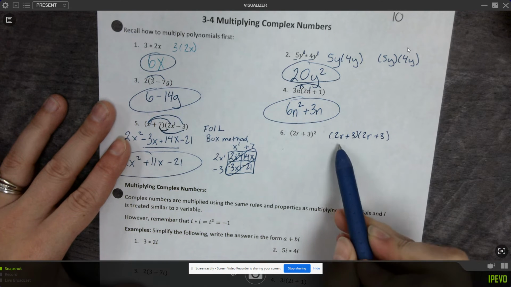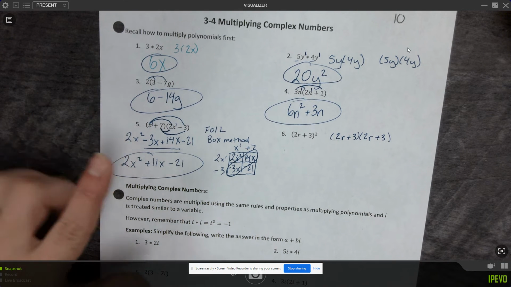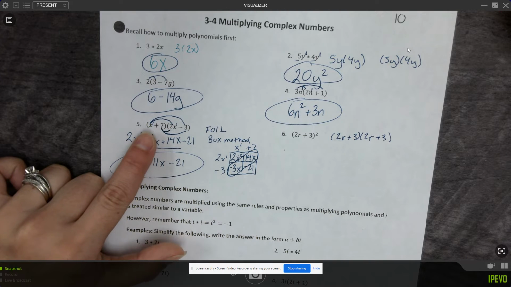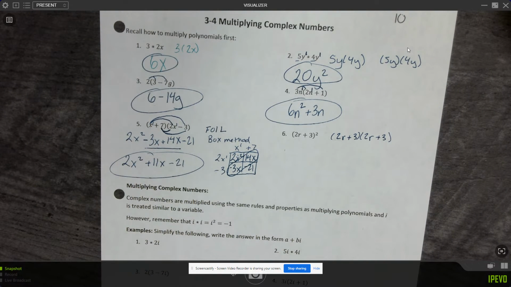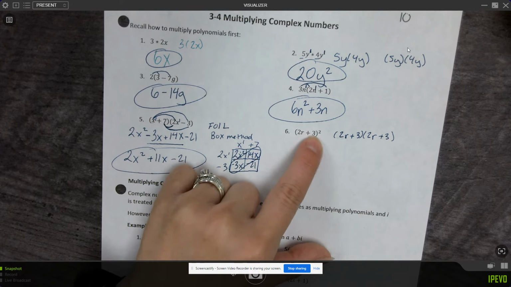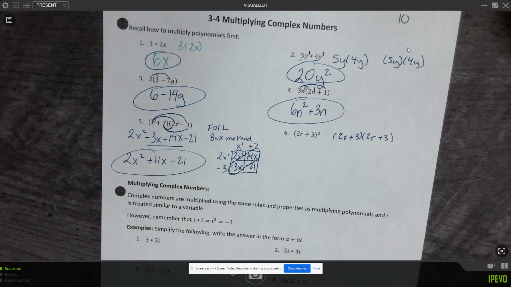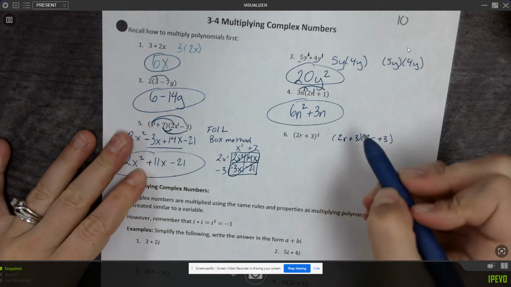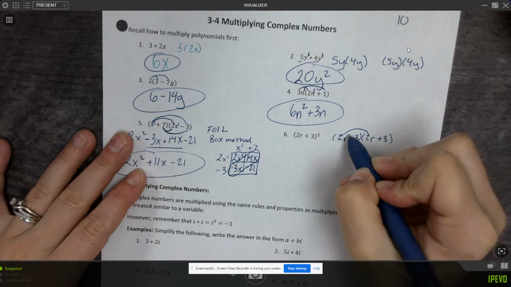So it would look like this. And now it looks like example number 5. You are going to do your FOIL or box method. If you just distribute that squared to both of those terms, you're going to be missing one of your terms. That is not how a squared works when you have addition or subtraction.